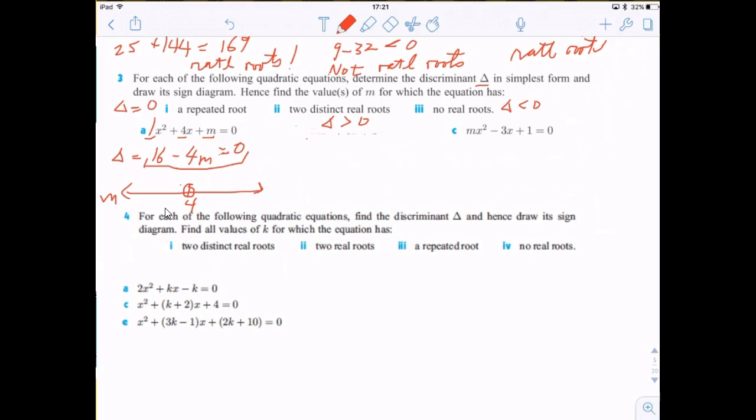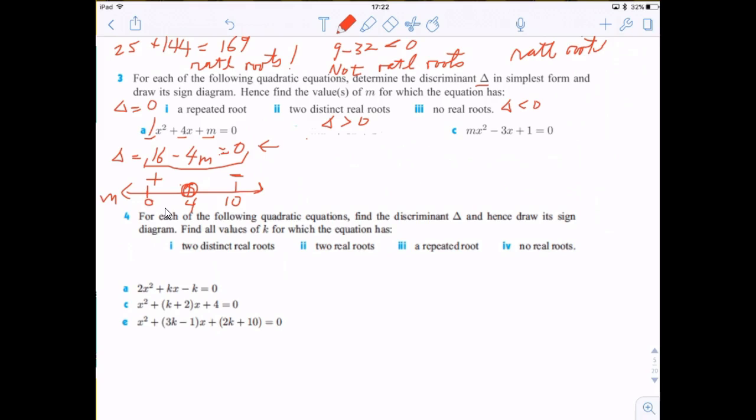All right. So we marked this number line with the 0 here. Now we're going to test another value. So let's test a value like 10. If we put m equals 10 into the equation here, we're going to get a delta that is less than 0. So I'm going to mark this negative, right? And then I'm going to test a value that's less than 4, like 0. And when I put 0 in for m, I'm going to get 16 minus 0, which is a positive number.